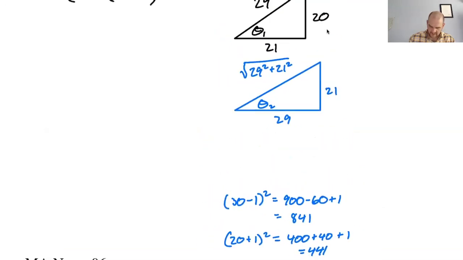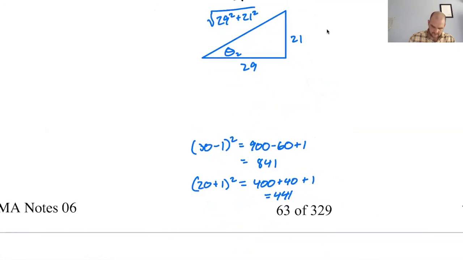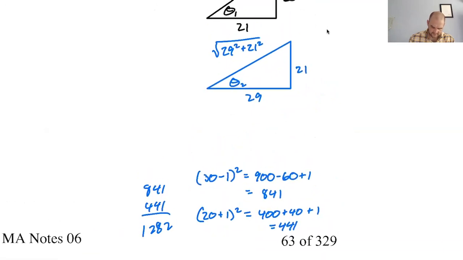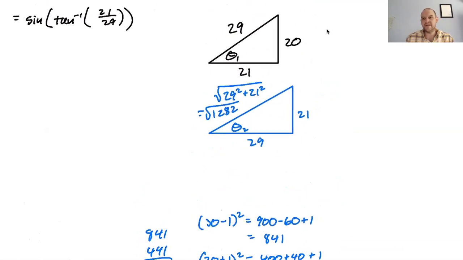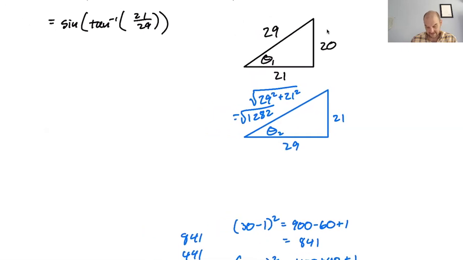So this is going to be radical 841 and 441, 1282. So this is radical 1282. These are the kinds of arithmetic tricks that you find yourself doing. Like if you don't remember something, just know some algebra, and it'll help you out a lot, I think.